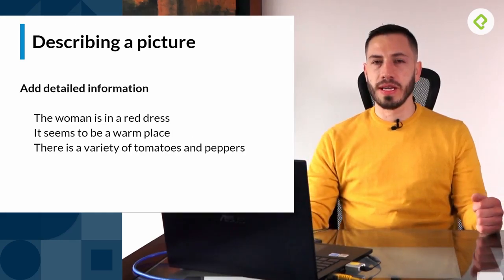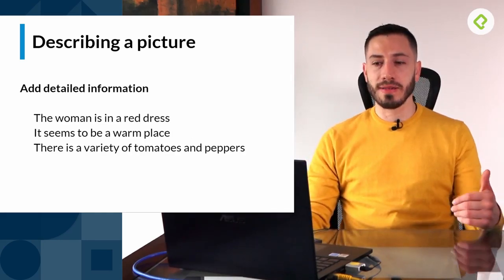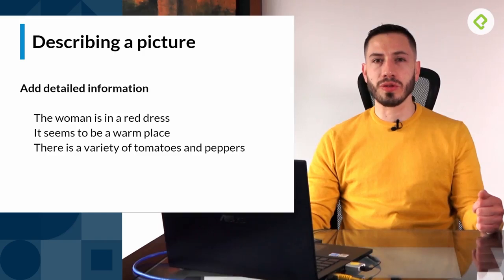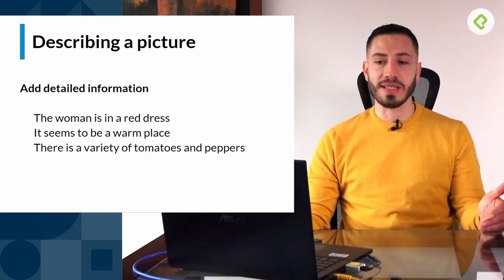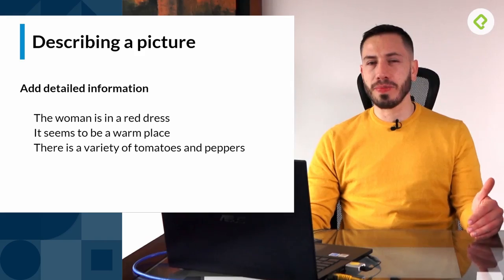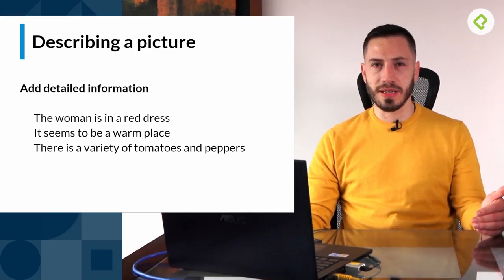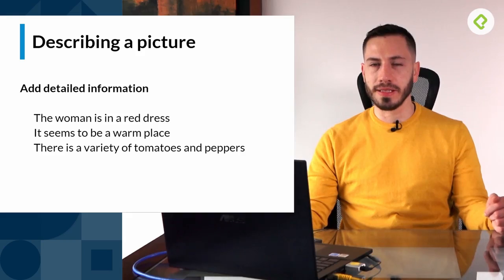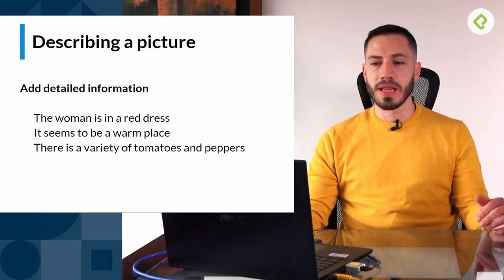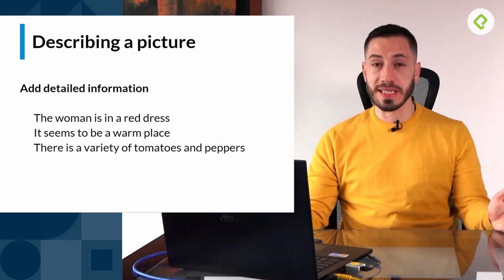Cool. And now if we want to add more detailed information, we could say the woman is in a red dress. It seems to be a warm place, right? If you look at their clothing, I'm sure it's not a cold place. It must be hot. There is a variety of tomatoes and peppers. That's at least what I saw in the market. What did you see?